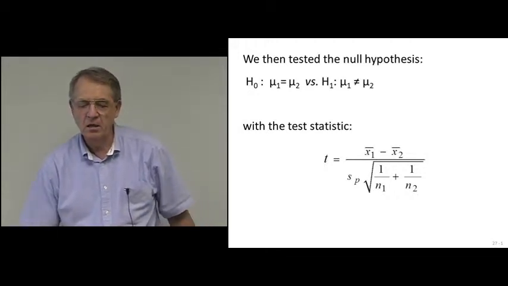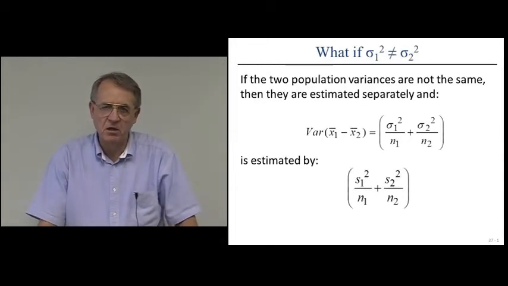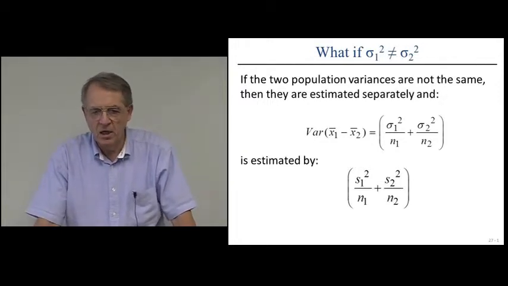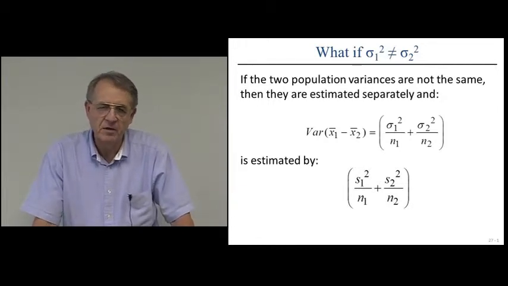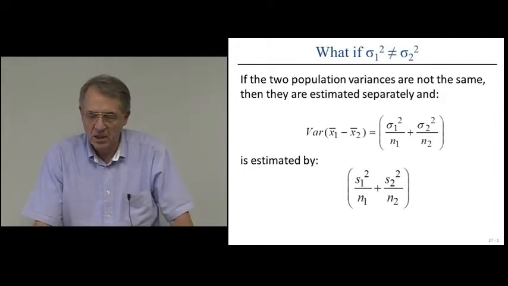Now, in this current circumstance, what are we going to do if the two population variances are not equal? Clearly, if they're not equal, you can't use a weighted average of the variance from sample 1 and the variance from sample 2 to get a common variance, because there's no common variance.